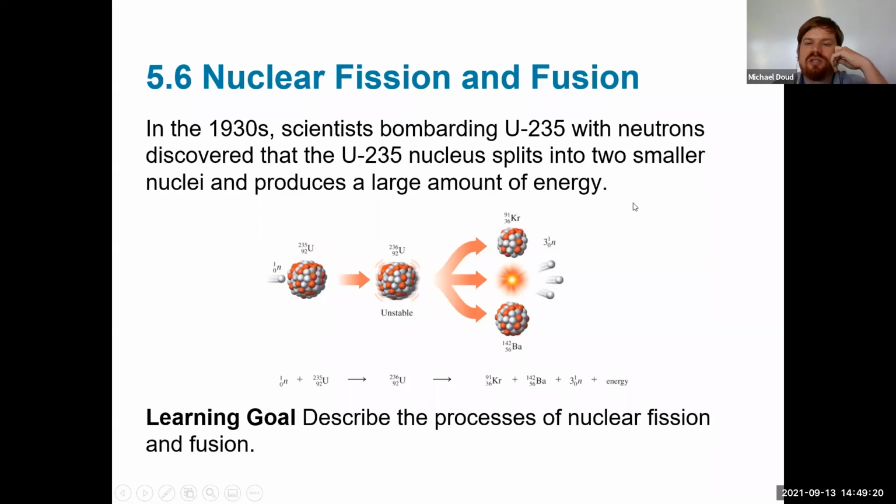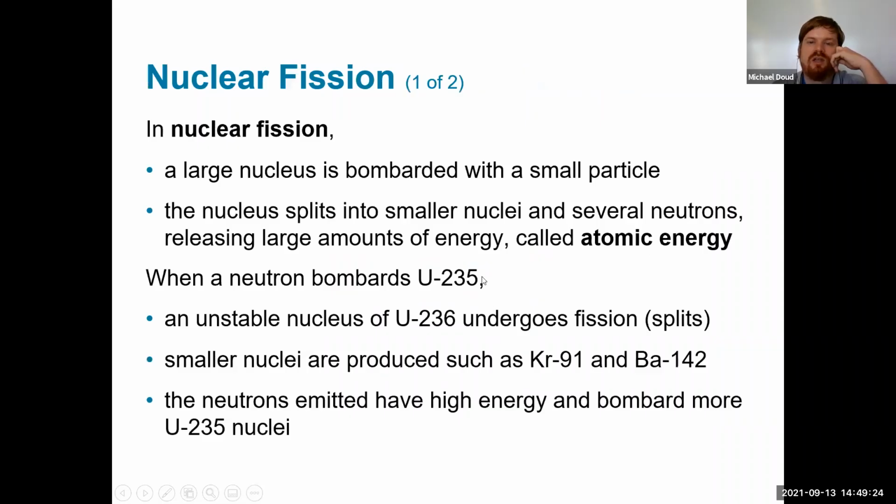And this could be used for an atomic bomb, is what they were thinking at the time. So yeah, this nuclear fission is exactly what I said. You take a nucleus and you bombard it with a proton or a neutron. And then what's going to happen is it splits into smaller atoms. For uranium-235, that can produce a chain reaction because the neutrons that are emitted then can hit more uranium-235 and produce more splitting.